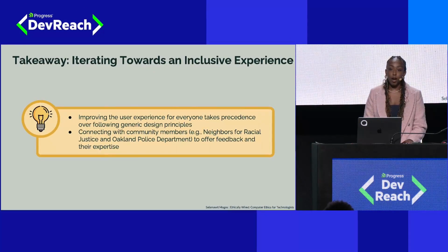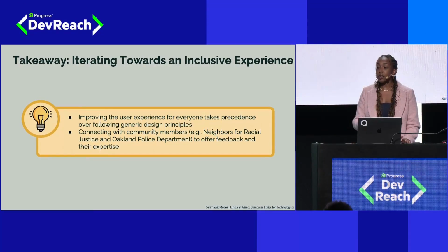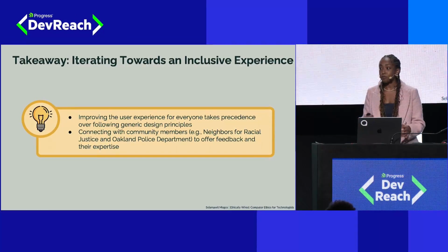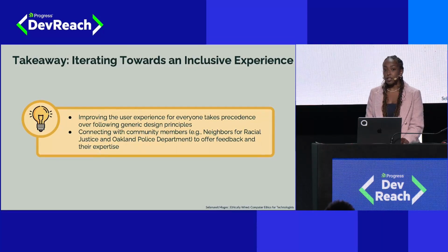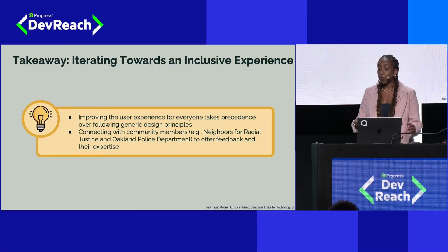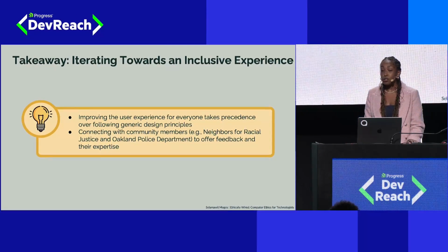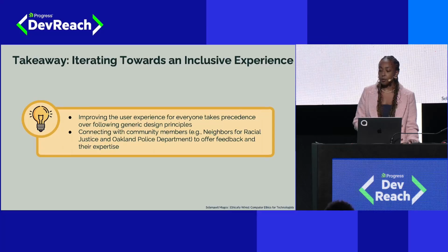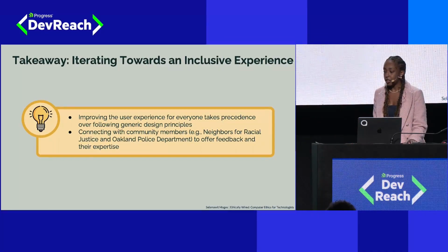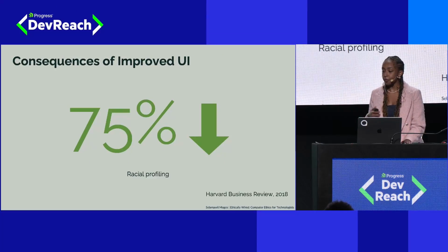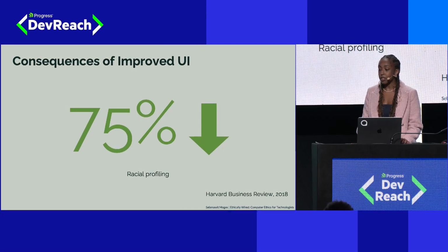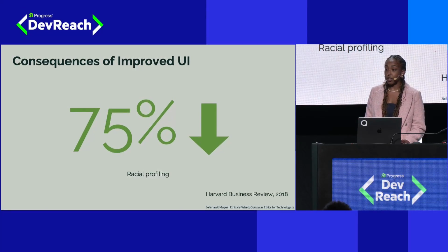And so taking a step back from that, we see that improving the user experience for everyone takes precedence over following generic design principles. Now, generic design principles say find the most frictionless, fast, easiest way to make the user do something or help the user do something. And so going against that, they were actually able to make the experience more inclusive. And also connecting with community members, such as the Neighbors for Racial Justice and the Oakland PD, to offer feedback on their expertise and to get a better idea about how to build this platform better. And with that, the consequence of this is that they saw a 75% decrease in racial profiling.